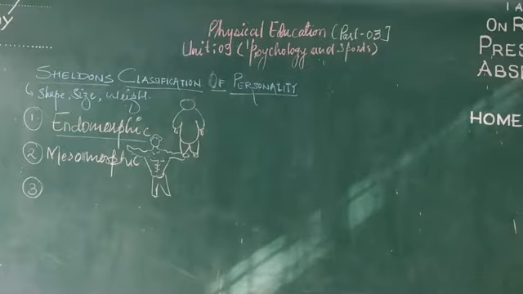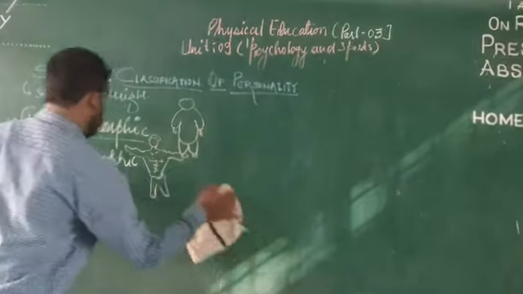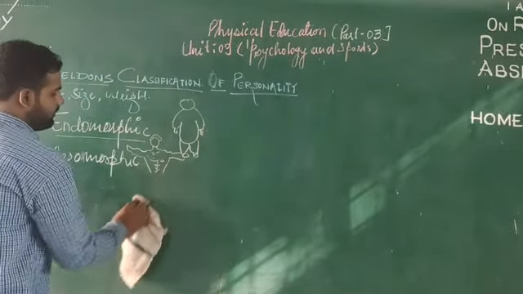Right? Now let's have a talk about ectomorphism. What are ectomorphic persons? This was about endomorphism, right? Now we're going to think about ectomorphism, right?